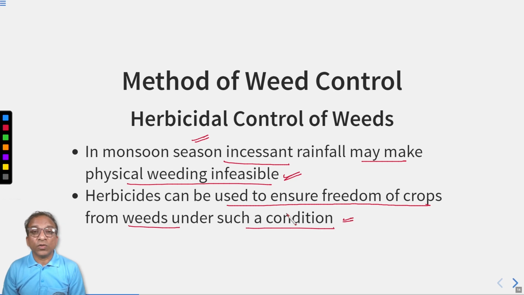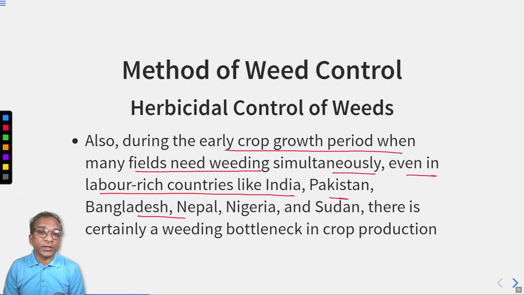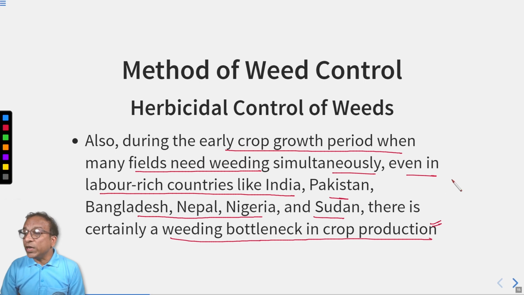If we are using the herbicide in the monsoon season, we must ensure that we are getting freedom from the weeds in such conditions. Also during the early crop growth period, when many fields need weeding simultaneously, even in labor-rich countries like India, Pakistan, Bangladesh, Nepal, Nigeria, and Sudan, there is certainly a weeding bottleneck in crop production. So weeds are competing with our crops. They are also growing along with our crops, right?